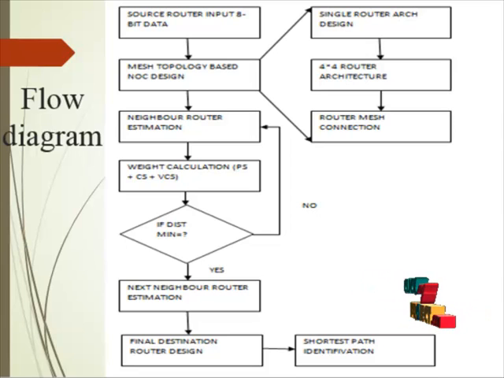We switch the conditions, the interconnection analyzes the data selection control level routing architectures. Then we go into the next neighbor routing estimation and final estimation routers. This is with the routing estimation process and the shortest path identification. Here we are connecting the distance calculations.